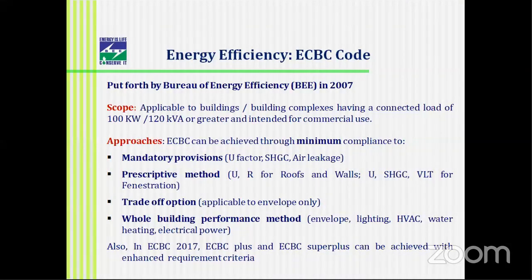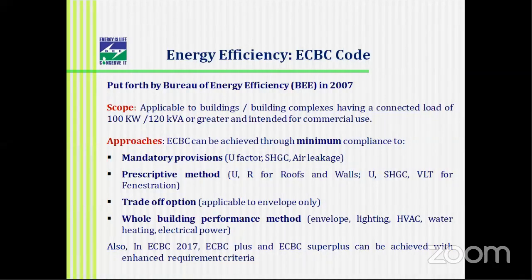So I think the prescriptive method puts very clearly the U factor and the R factor for various climatic zones. It says for composite zone, for temperate, for warm humid, for hot dry. It lists separate U factors, the resistivity factors, as well as the VLT. The VLT is the visible light transmittance.